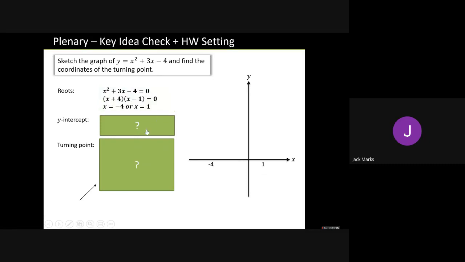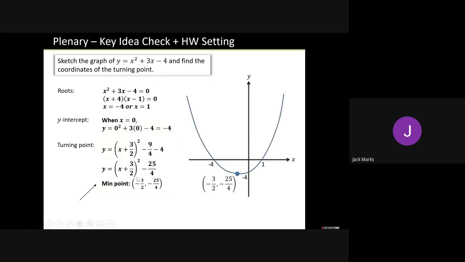The roots come from factorization, the y-intercept can be read off from the original equation, and the turning point can be found by completing the square. Notice the connection. When you do the opposite of this thing here, which is this, the bracket is eliminated and it leaves you with what is outside here, which is the y aspect of the turning point.